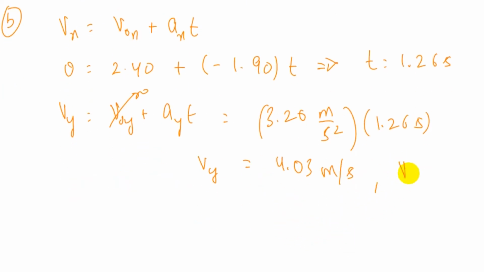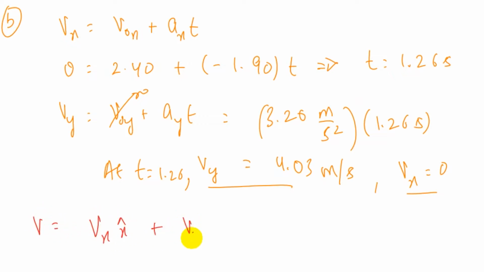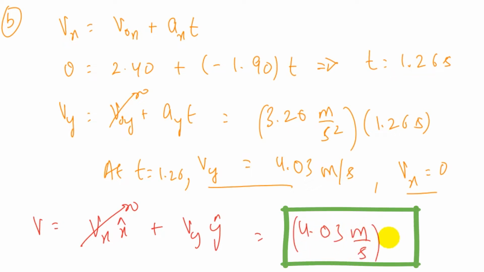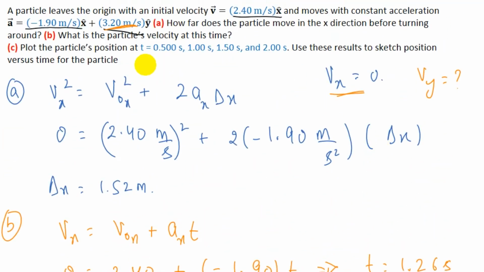Now at this time Vx is 0. At time t equals 1.26 seconds, Vy we have this value, Vx we have this value. So what would be the velocity at this time? The velocity will be V equals Vx x cap plus Vy y cap, and there is no x component of velocity at this time, so this is 0. Only we have the y component, which is 4.03 meter per second. So this will be the velocity at this time, because Vx is 0, so simply the y component will be the velocity.